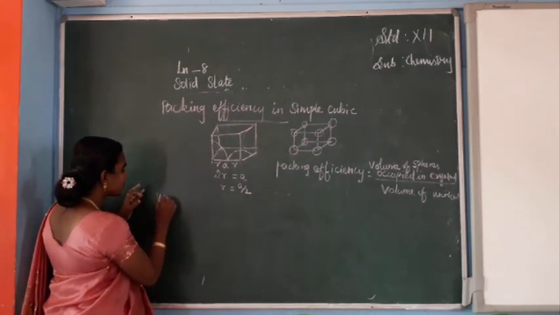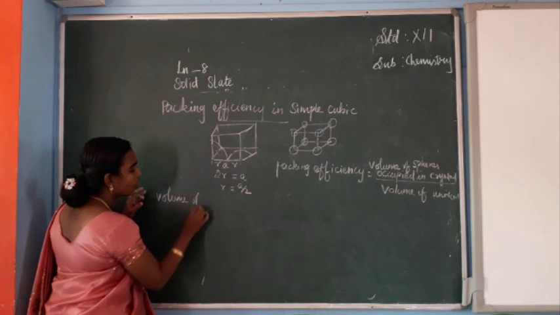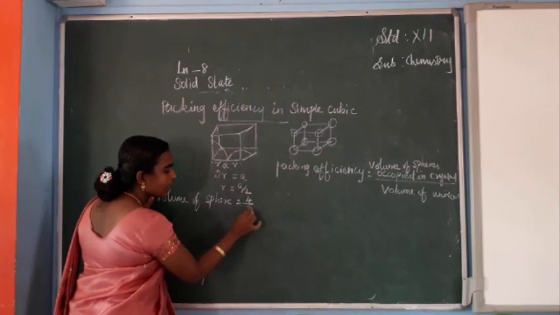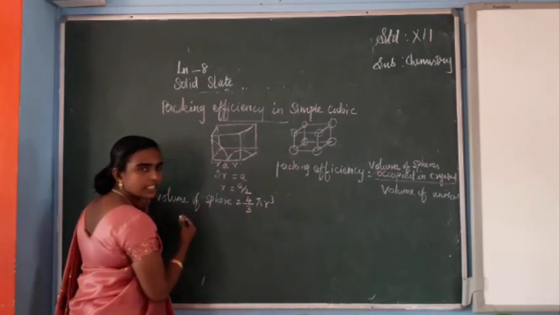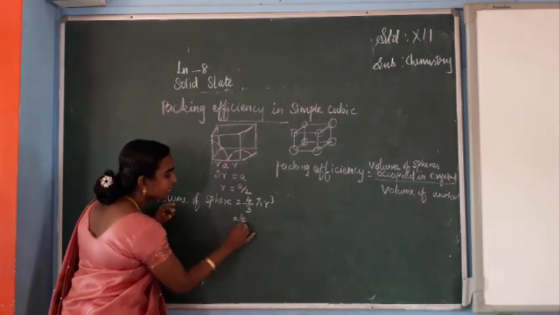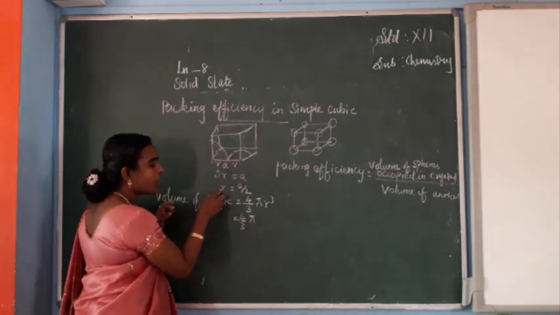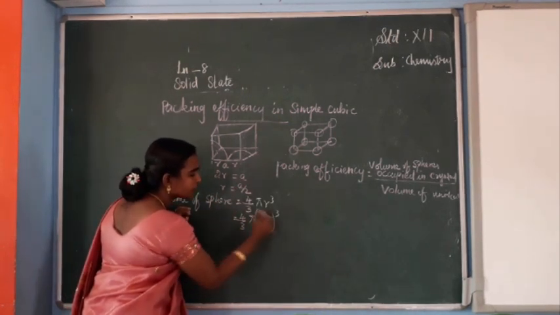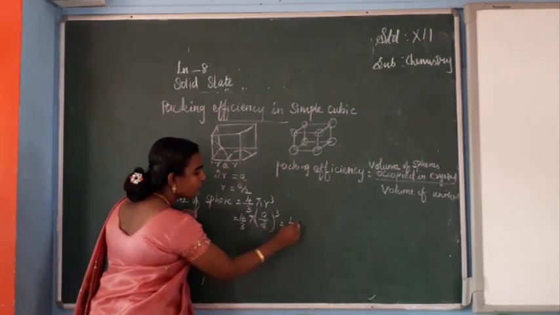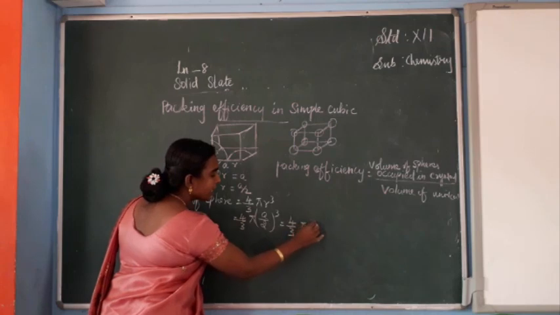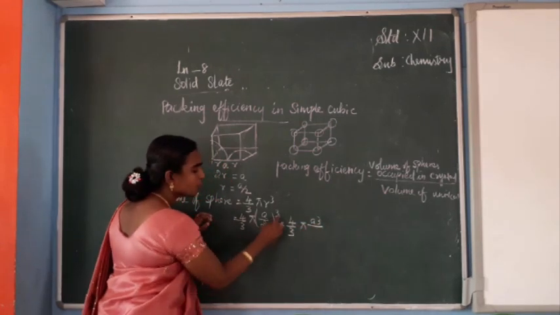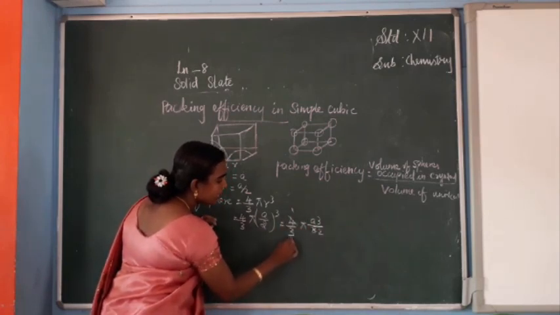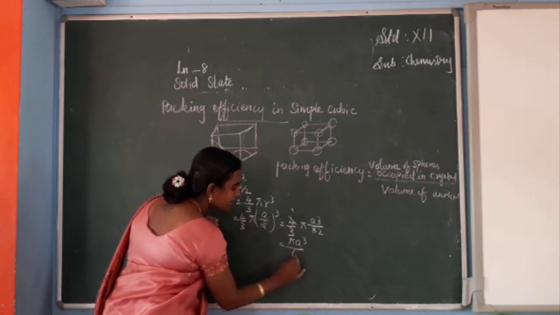The volume of a sphere is equal to 4 by 3 pi R cube, isn't it? Here, 4 by 3 pi, instead of R what do you have to substitute? A by 2, the whole cube. Which is equal to 4 by 3 pi A cube divided by 2 cube, that is 8. So 1 here, 2. The answer is pi A cube divided by 6.